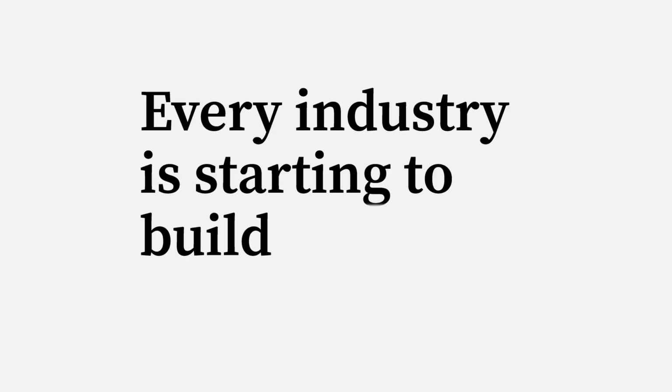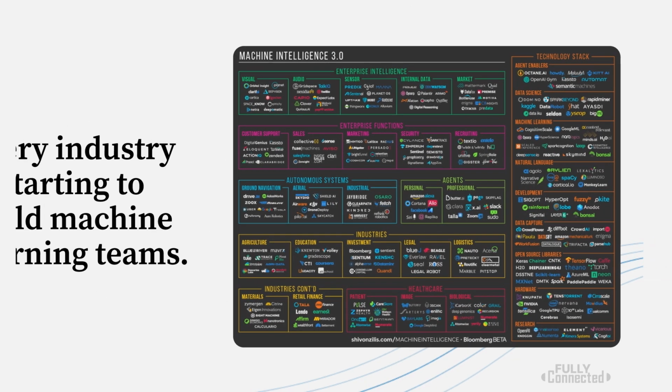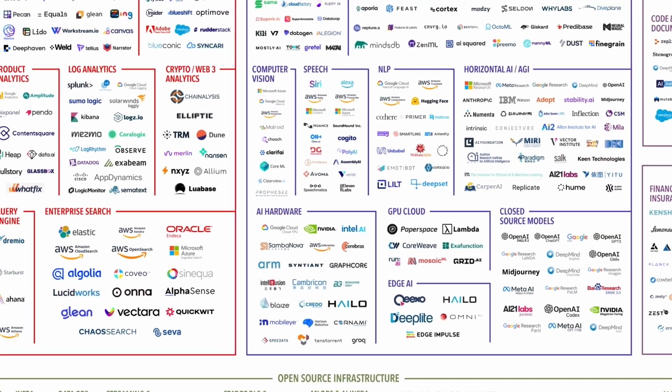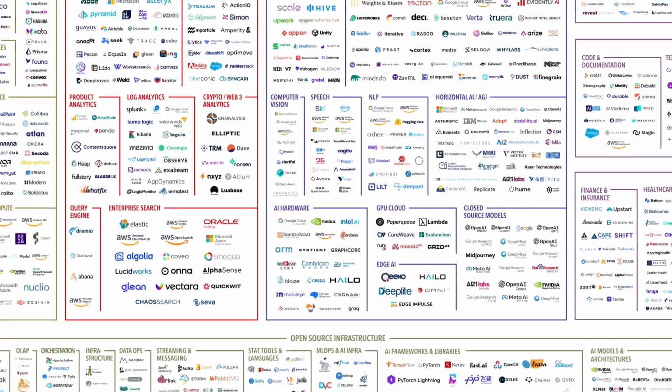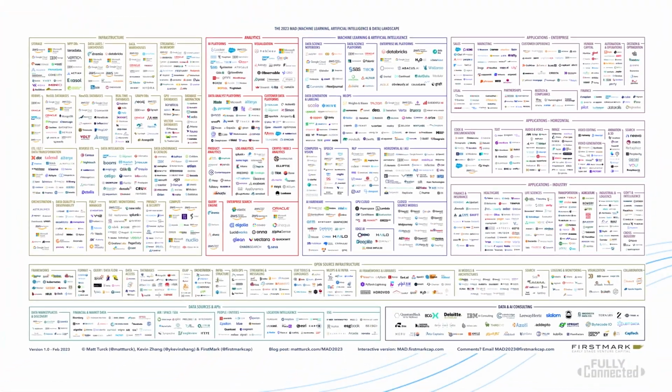Every industry is starting to build machine learning teams in every vertical. This diagram is from a few years ago. The latest diagram of companies using ML in the real world is so large, it hardly fits on this slide. The industry is exploding, but standardized tools and workflows aren't keeping up.